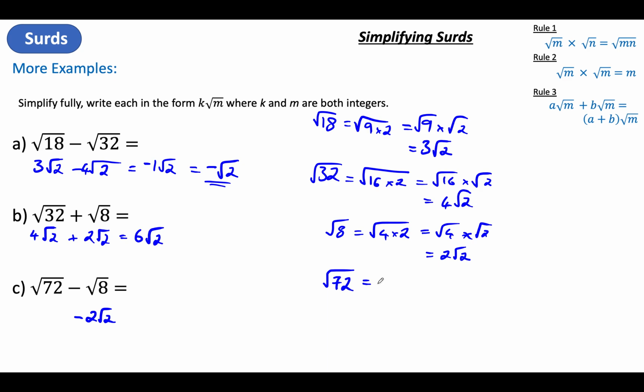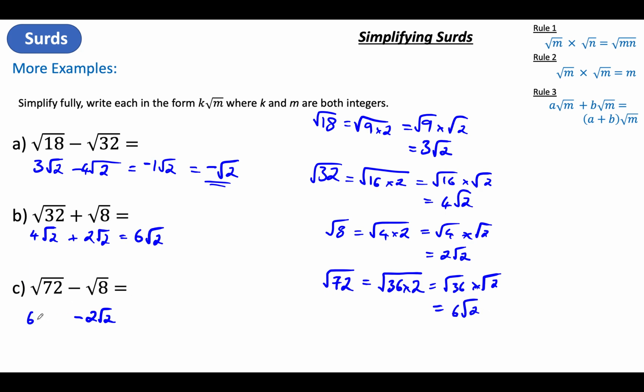Can I divide it by 36? Ah, cunning, I see. Right. 36 times by 2. So I can separate them out. So do watch out for those bigger square numbers that you can divide by. The root of 36 is 6, so it's 6 root 2.